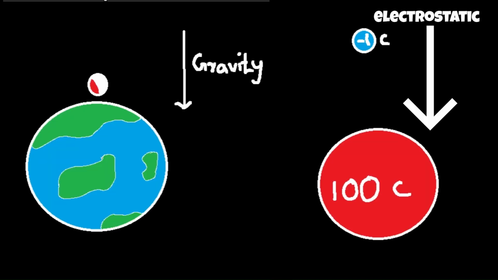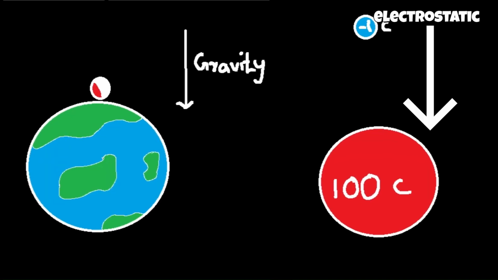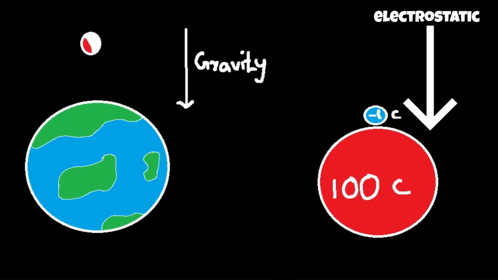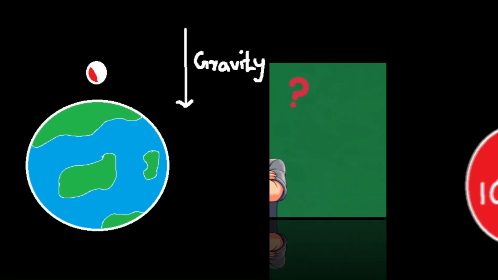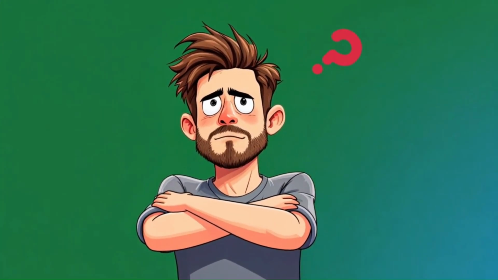How a mass m feels when it is in a gravitational field is exactly the same way in which a 1 coulomb charge feels when it is in an electrostatic field. That's why we may say that both situations are the same.